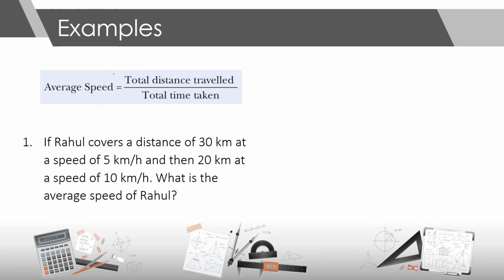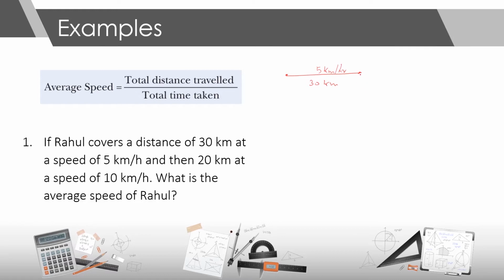Now this example is related to average speed. So average speed is total distance traveled upon total time taken. So let's take this example. Rahul is covering a distance of 30 km at a speed of 5 km per hour. So from A to B, he has moved at 5 km per hour and the distance is 30 kilometers.